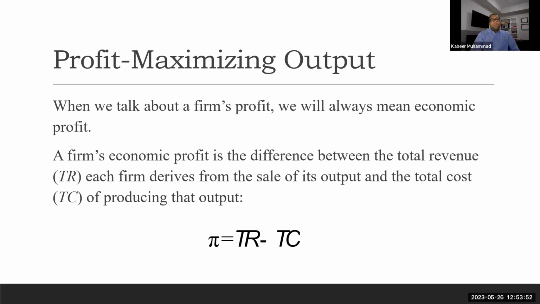Now, profit maximization. Whenever we talk in economics about profit, keep it in mind, we use the word profit, but the assumption is that we are talking about economic profit, not accounting profit. A firm's economic profit is the difference between the total revenue each firm derives from the sale of its output and the total cost of producing that output. So this pi sign represents profit, and how much is the profit? Total revenue minus total cost. Total cost means explicit plus implicit.